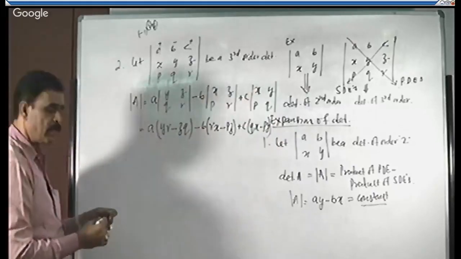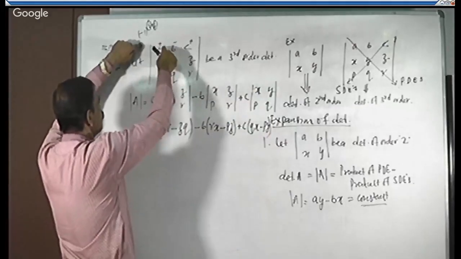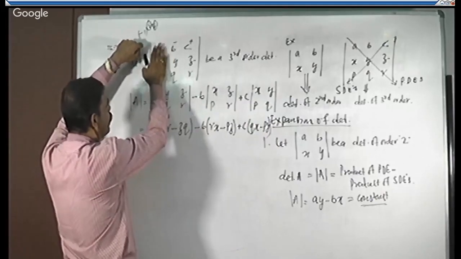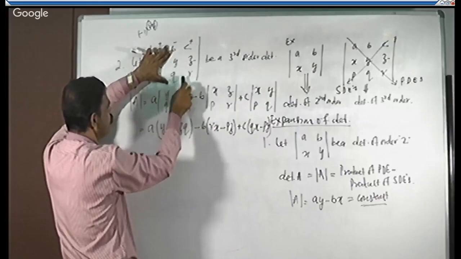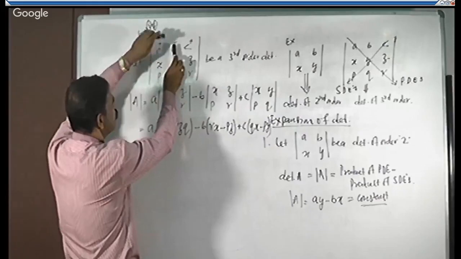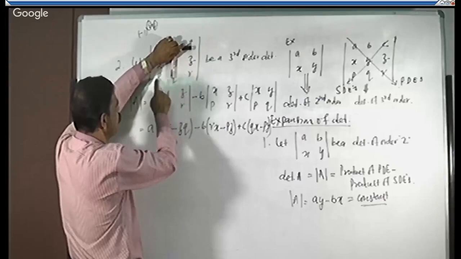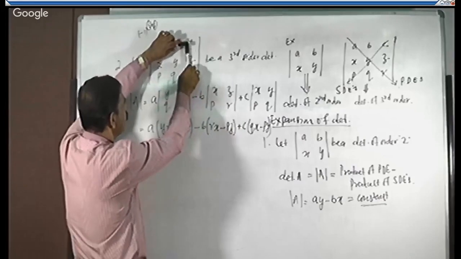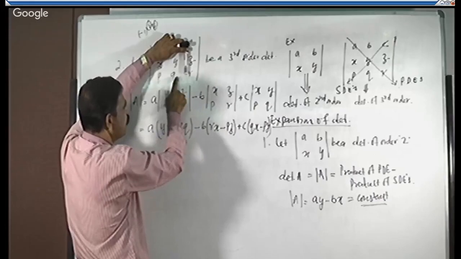See the expansion. Expansion of a determinant is very important. I repeat once again. Take plus of the first element of the first row, A, leave the column and row, and the remaining elements are Y, Z, Q, R. Minus B, leave the corresponding column and row; the remaining elements are X, Z, P, R. Plus C into, leave the corresponding column and row; the remaining are X, Y, P, Q.